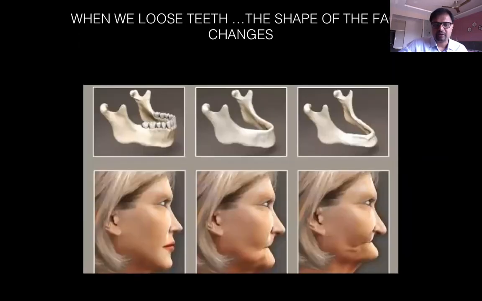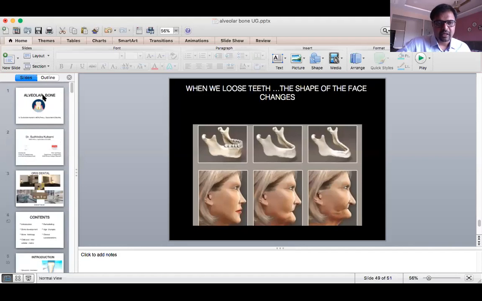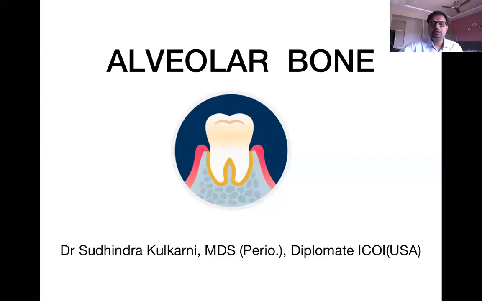So let's go back and do a small recap. Let's understand alveolar bone. Alveolar bone is a part of the maxilla and mandible which supports the teeth and holds them in position. Secondly, it's a part of the periodontium. It's a part of the 4 tissues of the periodontium, which are invested by the gingiva. So the gingiva is the outer covering, the investing tissue, whereas inside we have the alveolar bone, periodontal ligament, and the cementum.